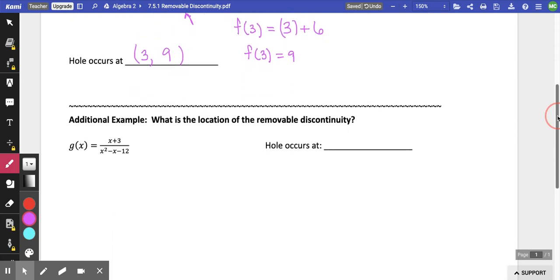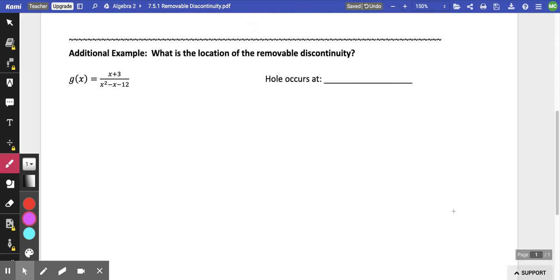Now to see a second one like that, this one's not on your notes, but I figured seeing a second one would probably be helpful for you. So here we've got a new function. It's called g of x. It is (x plus 3) over (x squared minus x minus 12). The denominator of this one is quadratic, so I'm going to start by factoring that denominator to see if there are any common factors with the numerator.